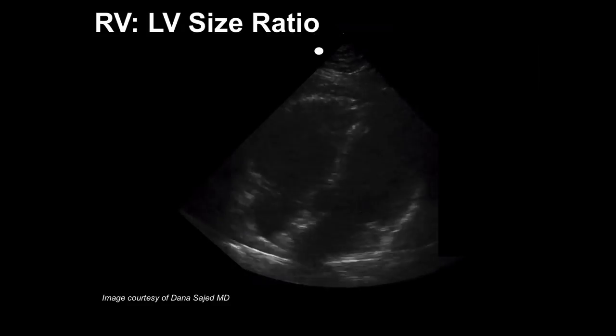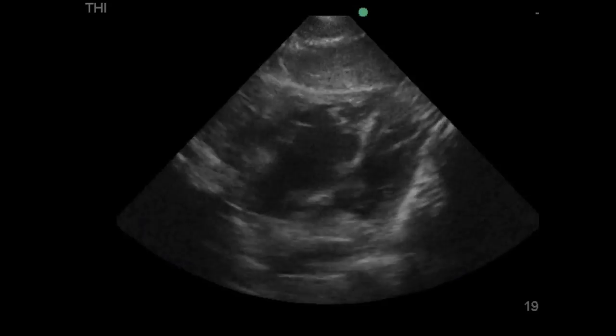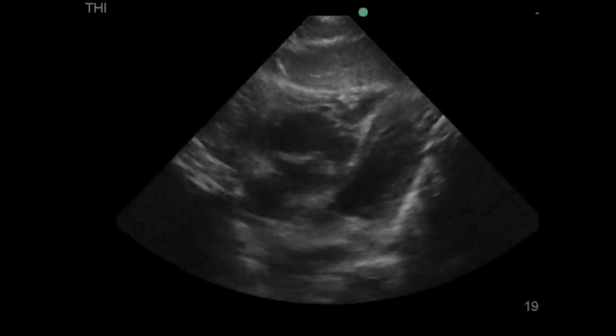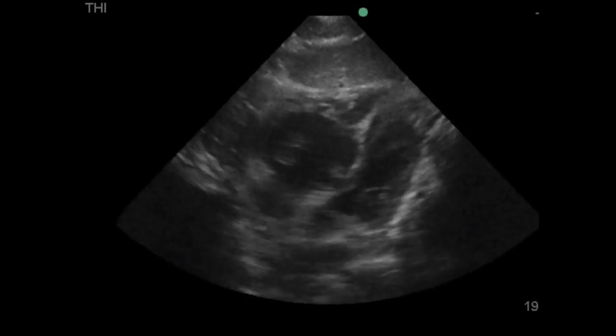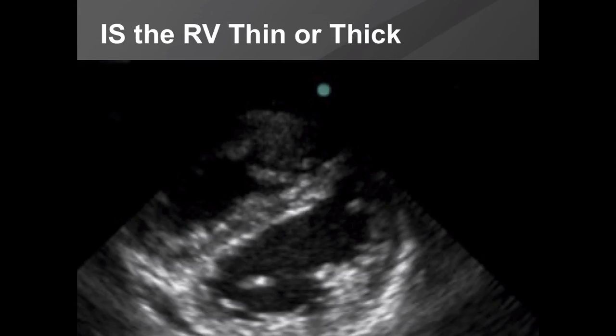Now, here's another example of an enlarged right ventricle. How do we tell if this right ventricle is enlarged due to long-standing pulmonary hypertension or something quick, such as a pulmonary embolism? For that, we can look at the right ventricular wall. If the right ventricular wall is thin, that suggests an acute event, such as a PE. However, if it is thickened, that suggests a long-standing event, such as slowly increasing cor pulmonale.